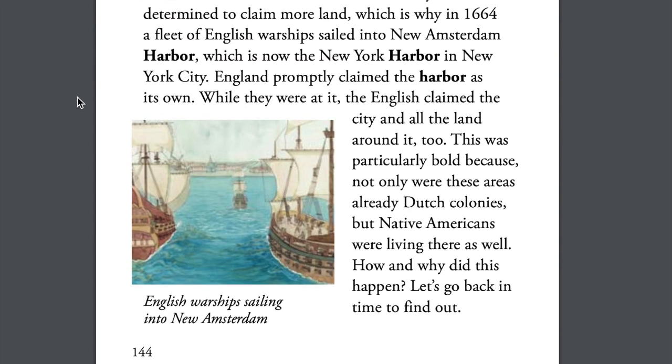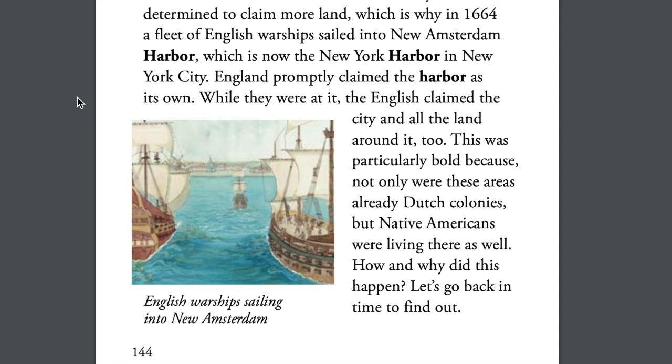The English had now successfully established a number of colonies in North America. They were determined to claim more land, which is why in 1664 a fleet of English warships sailed into New Amsterdam Harbor, which is now New York Harbor in New York City. England promptly claimed the harbor as its own. While they were at it, the English claimed the city and all the land around it too.